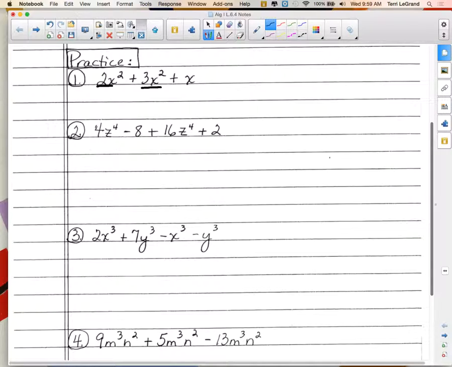So if they have the same variable part, they're considered like terms. So if we have 2 of them and we add 3 more of them, how many do we have? Do you need your calculators? If we have 2 of them and 3 more of them to add to it, how many do we have? Oh my goodness.